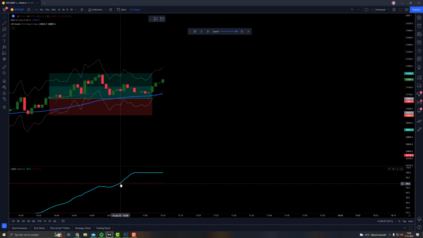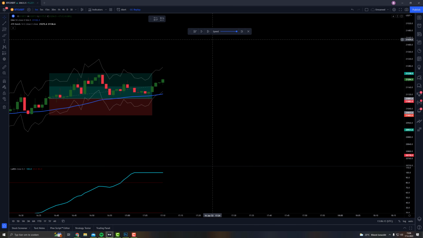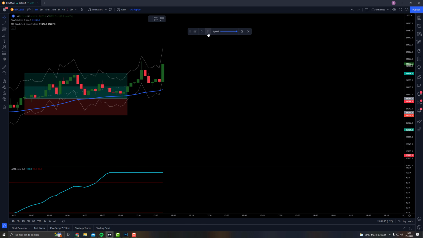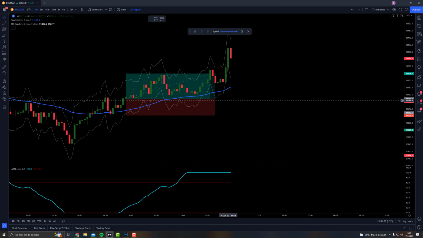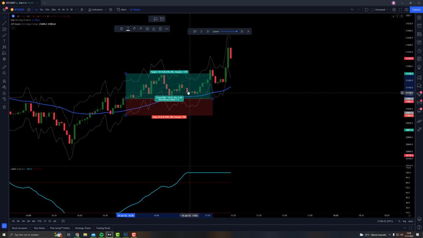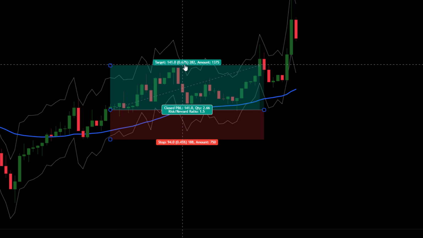Look, we are now crossed above the 80 level. That's still fine. We only get out when it goes underneath it again. But it doesn't, so we did hit our target point, which is great. On this scalp, it would have been 0.67%, which is pretty high for the 1 minute chart.